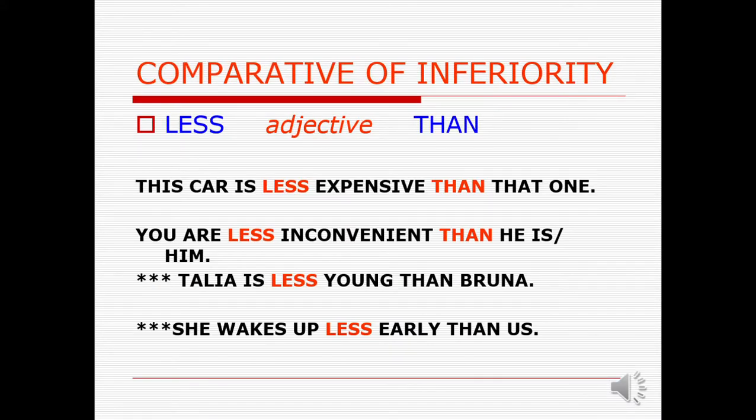The comparative of inferiority is usually expressed by the combination less plus adjective plus than. For example, this car is less expensive than that one. You are less inconvenient than he is, or you are less inconvenient than him. However, examples such as Talia is less young than Bruna and she wakes up less early than us are not very common in the language. Preferably, people would say that Bruna is younger than Talia and we wake up earlier.